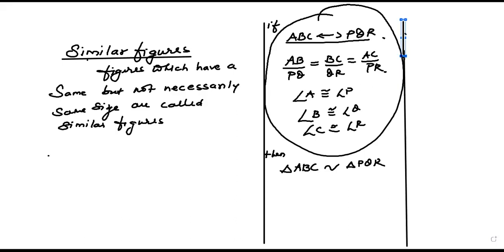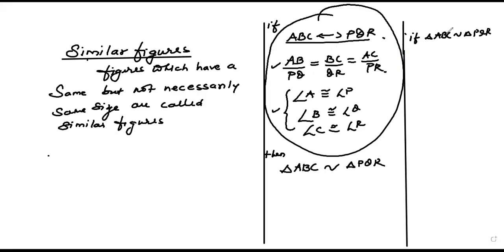What is that? If in a particular one-to-one correspondence between the vertices of two triangles, the ratio of the corresponding sides are equal and the corresponding angles are congruent, then the two triangles are similar. Okay. Now, the converse: if you see anywhere triangle ABC similar triangle PQR, you know what is the meaning of similar? They are identical triangles, but the sizes need not be the same.